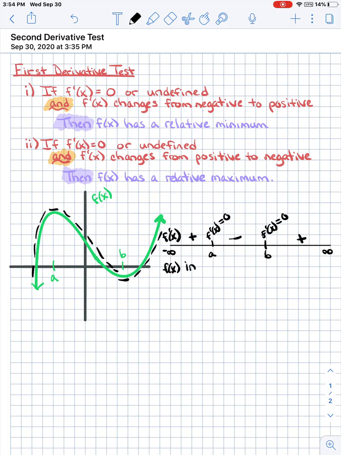So we can say that the function is increasing, decreasing, increasing, which means that here at x equals a, we have a relative maximum. And at b, since the derivative changed from negative to positive, that means the function went from decreasing to increasing. At x equals b, there is a relative minimum.